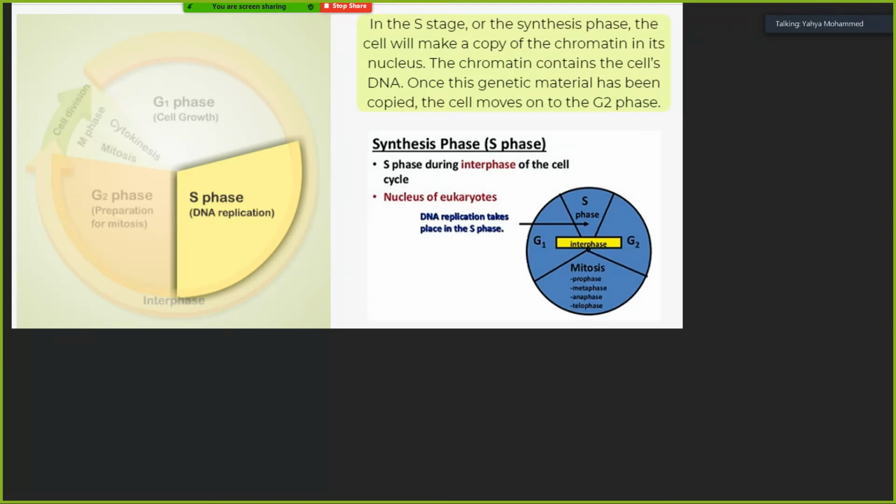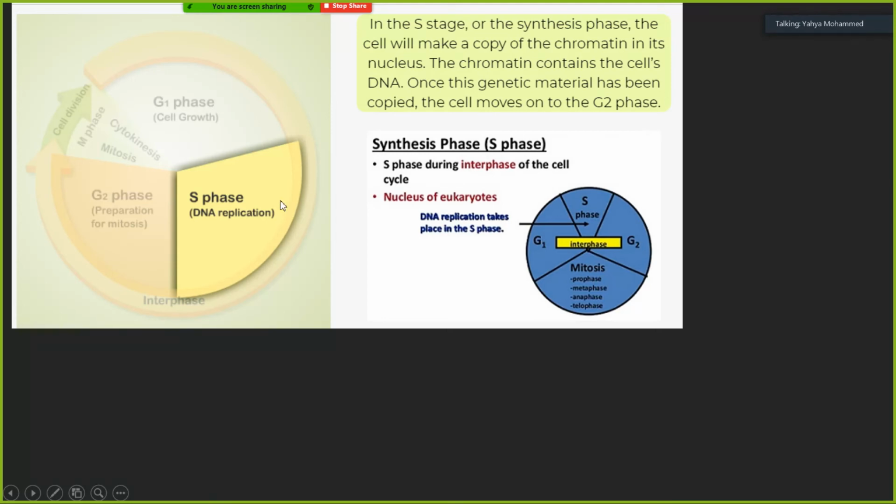All right. So here we have S phase. S stands for synthesis. That's one way to remember, right? So S phase stands for synthesis. In the S phase, what are they synthesizing? They're synthesizing DNA. That's basically making a lot of DNA, right? So in each cell, there's a whole bunch of DNA in the nucleus, right?